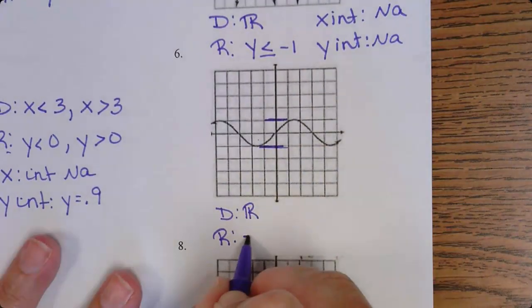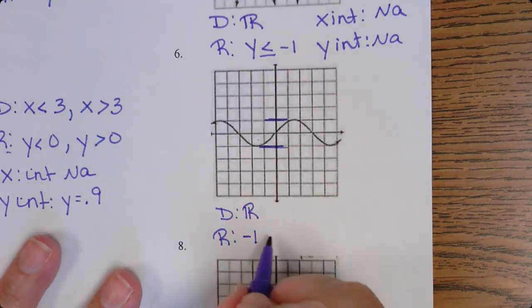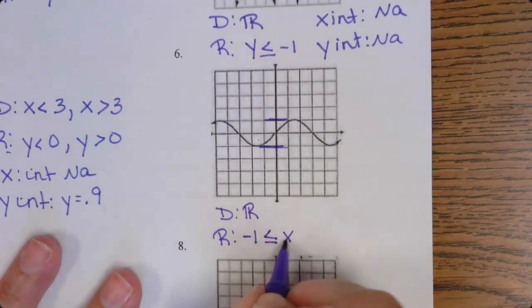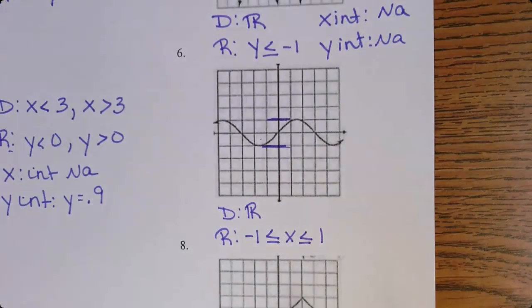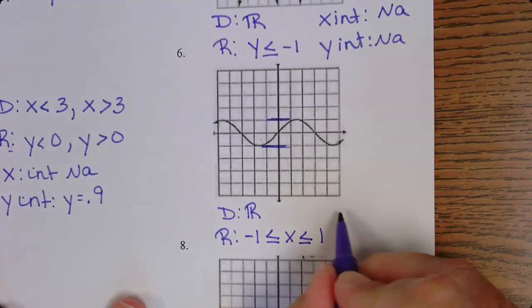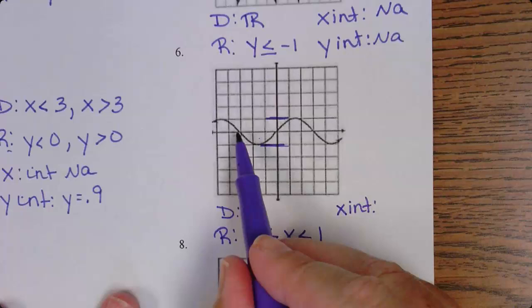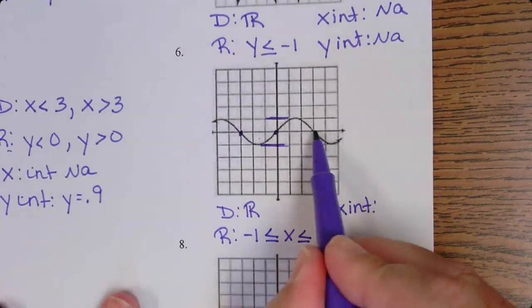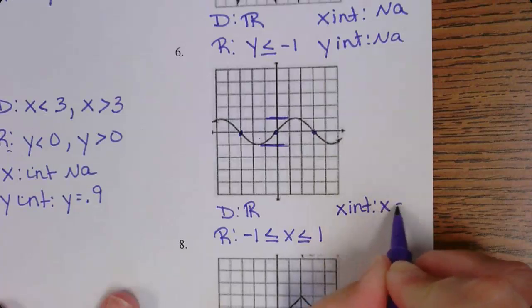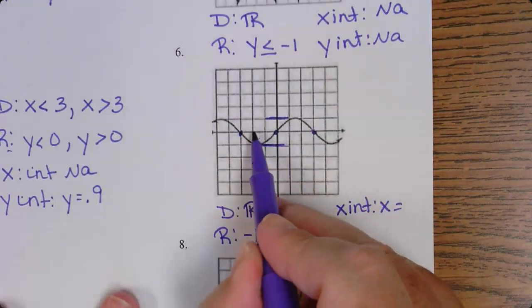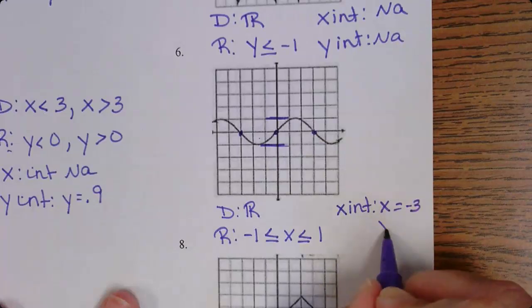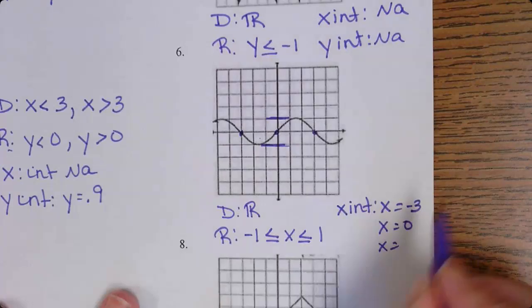So it's going to be negative 1. We're touching it. And this just says our graph's between negative 1 and 1. Do I have any x-intercepts? I have a lot. I have one here, here, and here. So x equals negative 3, 0, and 3.